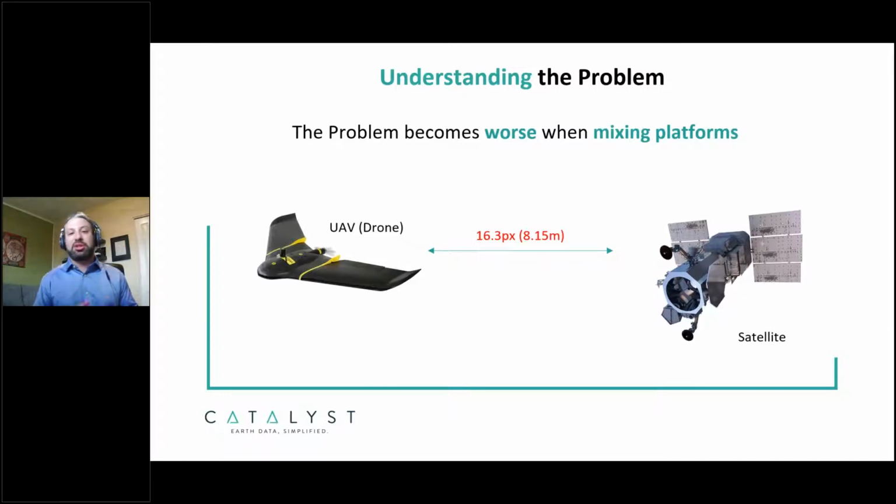Now let's extrapolate this problem and introduce different platforms, where we're mixing things like drone data with satellite imagery or aerial imagery. We have another example we're going to showcase, which looks at an orthomosaic captured from drone imagery and compares that to a WorldView 2 image of the same area. Because once again, these are completely different models and completely different control sources, there was an error of about 16.3 pixels or 8.15 meters between the ortho products produced from these different platforms.